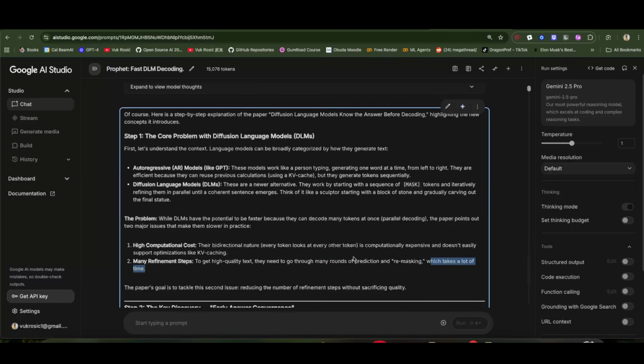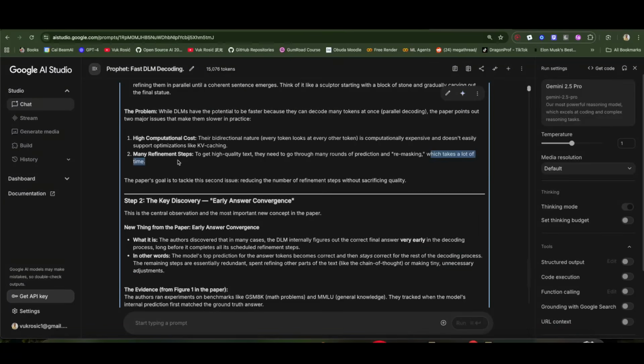To get high quality text, they need to go through many rounds of prediction and remasking, which takes a lot of time. So they predict the mask token to a token, and then some of those tokens, for example the ones that were least confident, they mask back, and then they predict them again, and then a chunk of those that are least confident are masked back, etc. The paper's goal is to tackle this second issue, reducing the number of refinement steps without sacrificing quality.